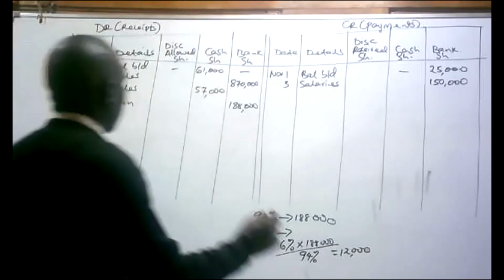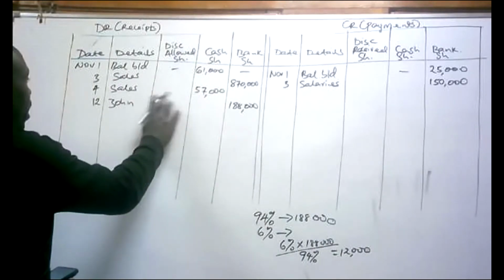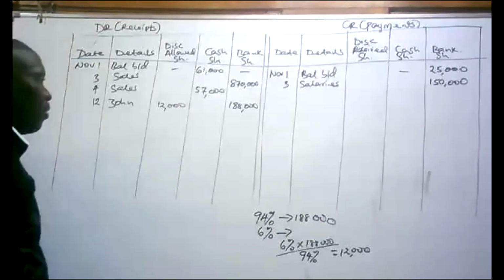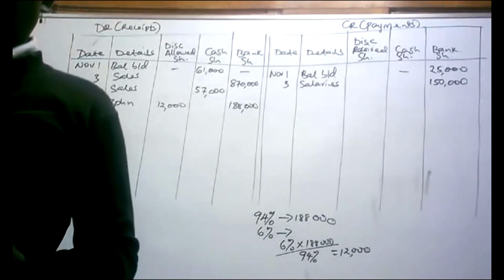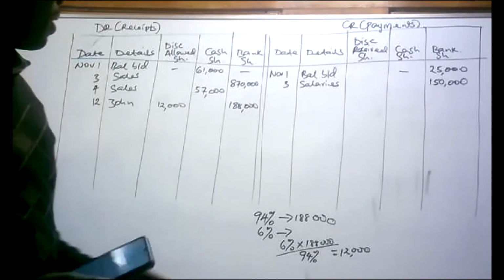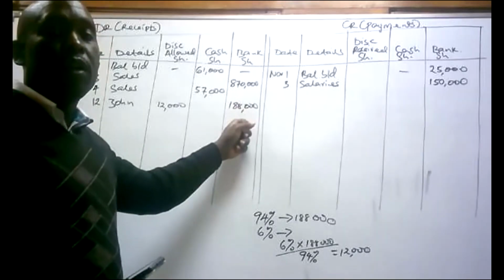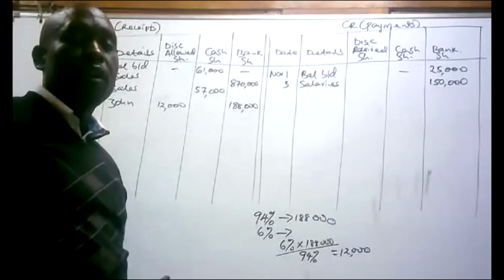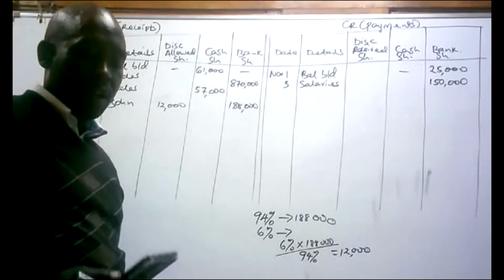So he deducted 12,000. That is the discount we allowed John. 12,000 is the discount allowed. So anytime you find the figure after deduction, you record it the way it is. But now you come and compute the discount that was deducted by the customer.